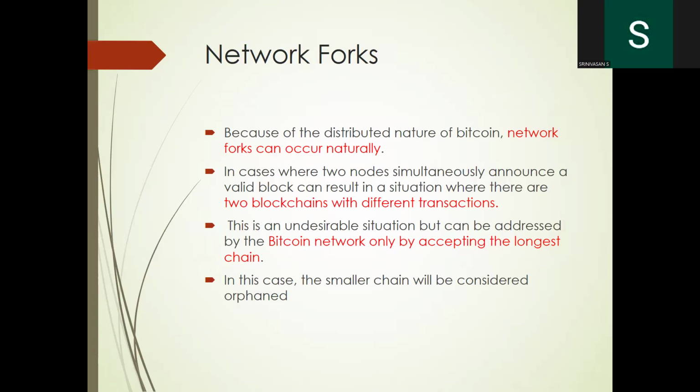Apart from the hard fork and the soft fork, we also have network fork. Network forks occur naturally. It is distributed across the network. So, in cases when two nodes simultaneously announce a valid block, it can result in a situation where there are two blockchains with different transactions. It is an undesirable situation, but it can be addressed by the Bitcoin network by accepting the longest chain. In this case, the smaller chain will be considered orphaned.